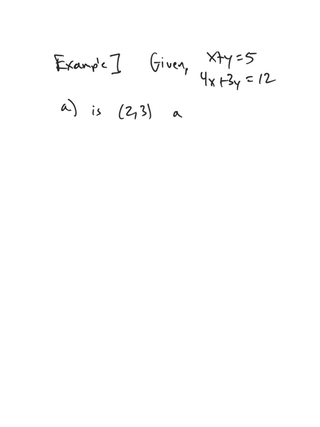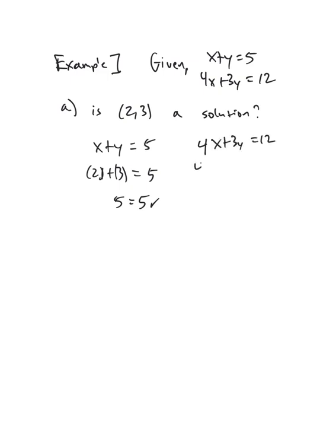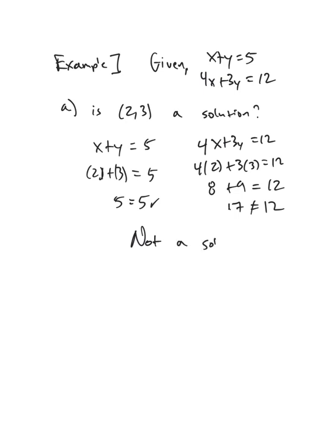Is (2, 3) a solution? Well, for that first equation, substitute in 2 for x, 3 for y. Guys, 2 plus 3 is 5, so yes. We've got to check both. So 4x plus 3y equals 12. 4 times x, which is 2, and y is 3. So 8 plus 9. Is that equal to 12? No. 17 does not equal 12. So not a solution here.